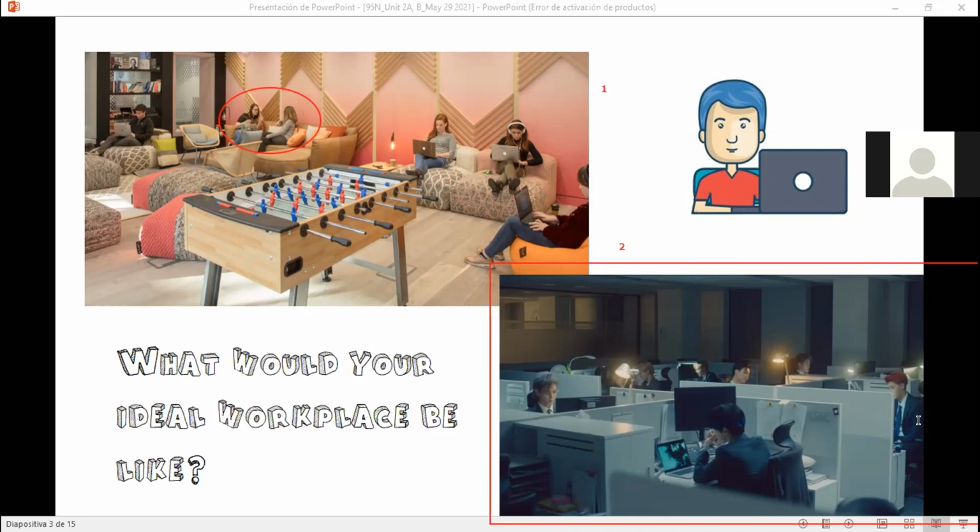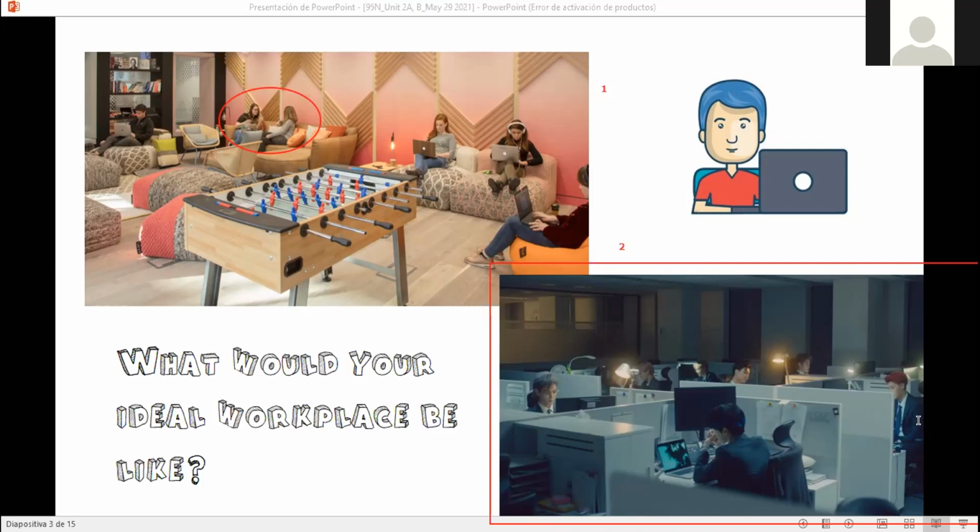So, can you tell me, well, more or less, we're going to see later on what are these pictures of. And Sammy, can you tell me, what do these two pictures have in common? What do these two pictures have in common? ¿Qué tienen en común estas dos fotos? Nikki, can you tell me what do these two pictures have in common?